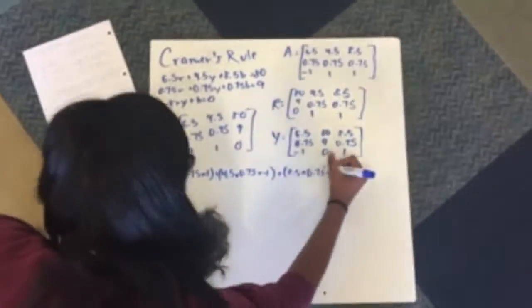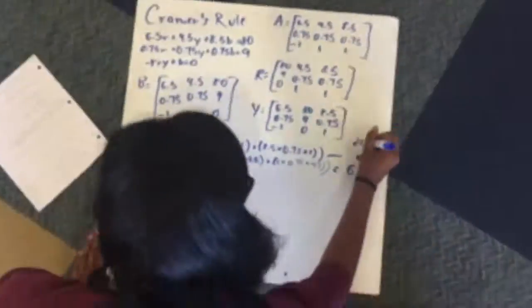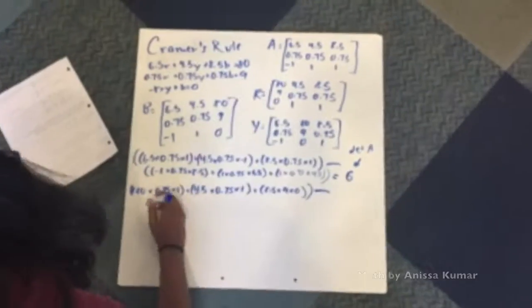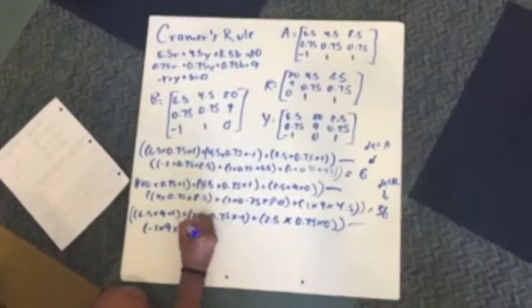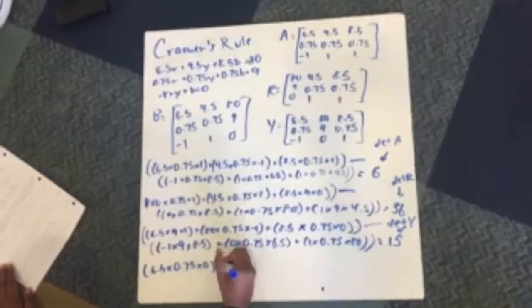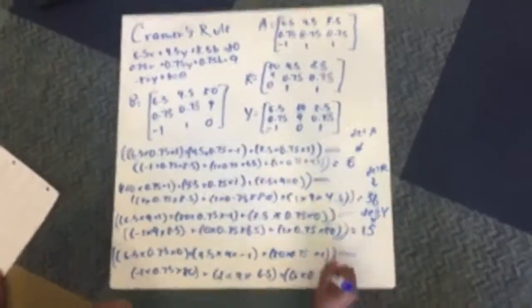Next, we're going to find the determinant of each matrix. The determinant of the parent matrix ends up being 6, the determinant of the R matrix ends up being 36, the determinant of the Y matrix ends up being 15, and the determinant of the B matrix ends up being 21.